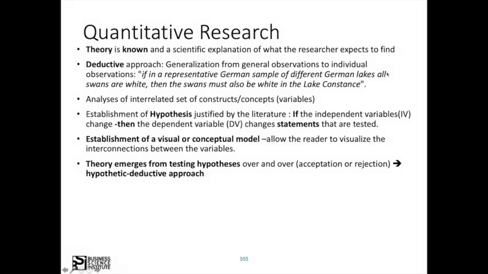On the other hand, the quantitative researcher, when theory is known, wants to generalize observations. For example, if in a representative German sample of different German lakes all swans are white, then the swans must also be white in the lake of Constance. For example, if you find in your study about brain-implanted chips that privacy concerns are very important in Germany, you should find the results also in Munich or Cologne or Hamburg. Independent of whether it's northern or southern Germany, the results should be the same.